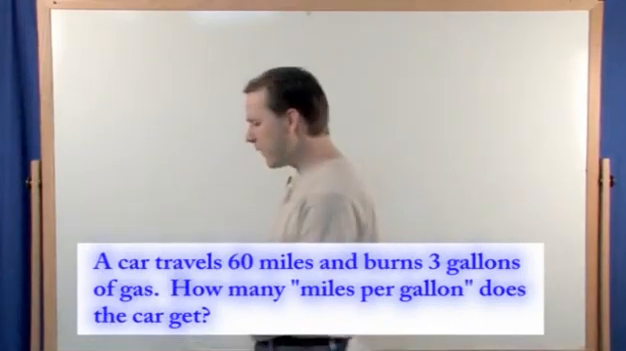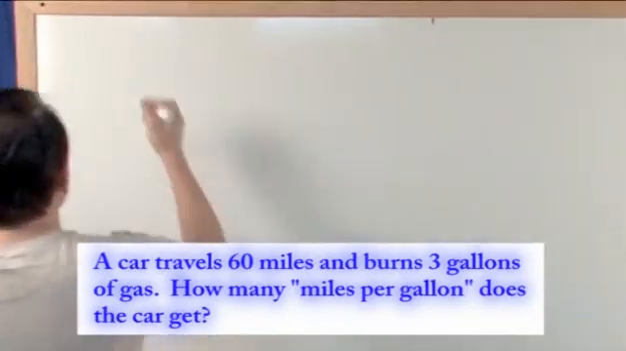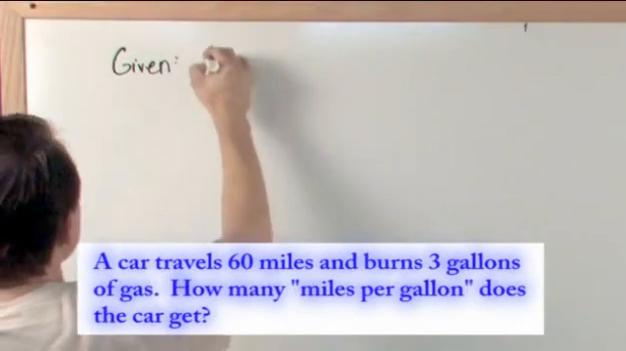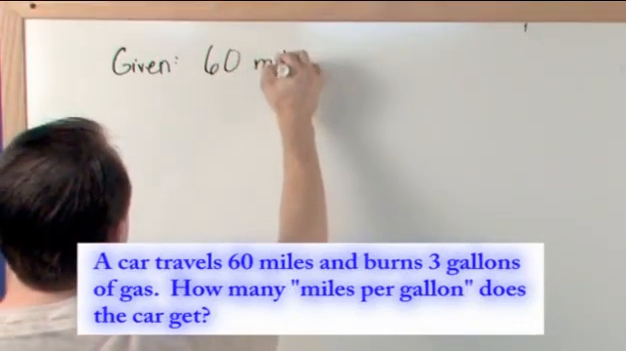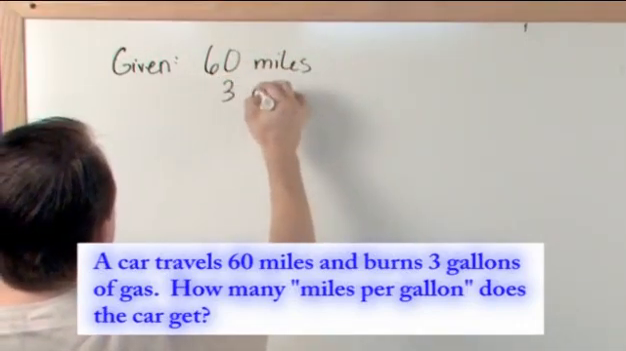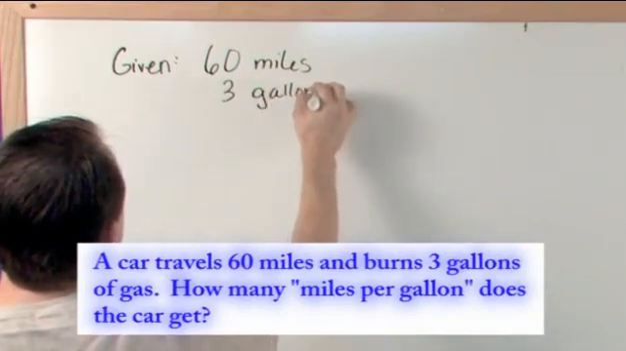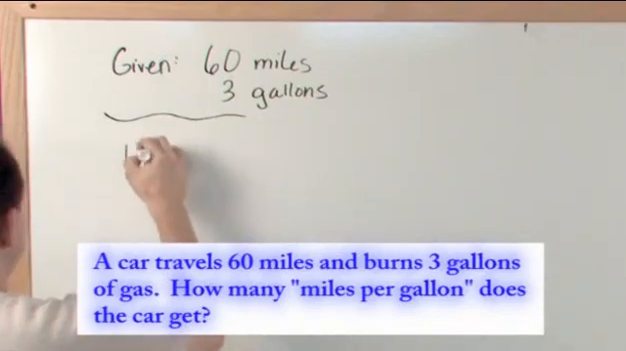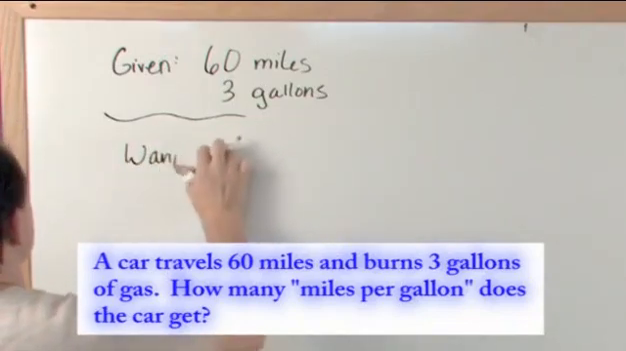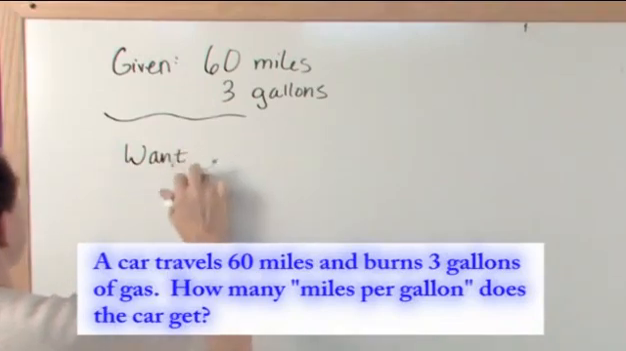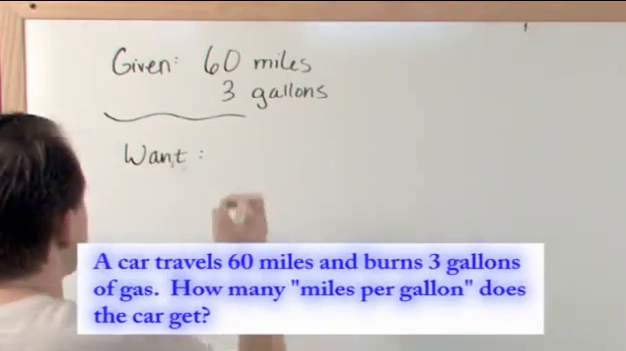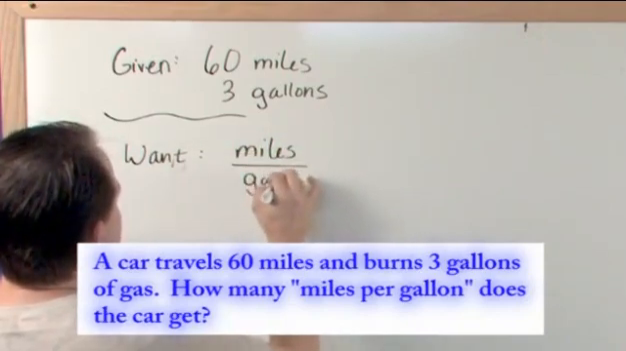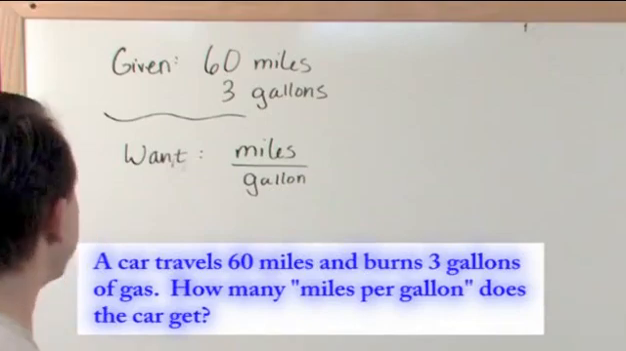Let me write a few things on the board and let's see if I can make it clear. What you're given in the problem is that you go 60 miles and it takes 3 gallons of gas. That is what you are given. And you want to find a unit of miles per gallon. That is what you want to find, miles per gallon.